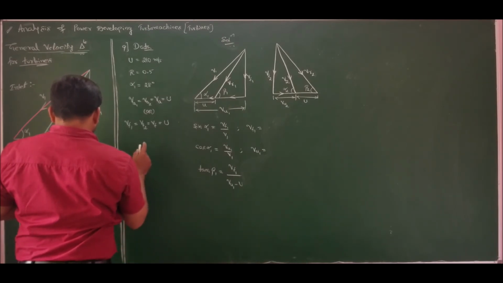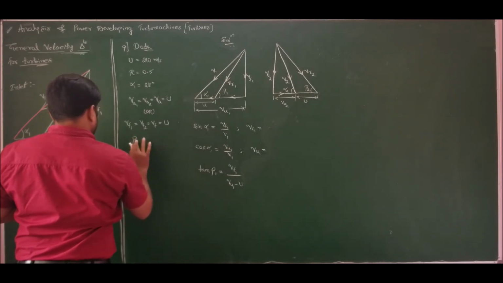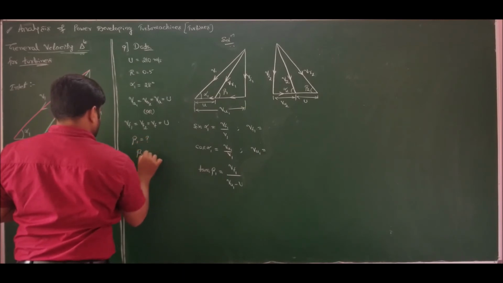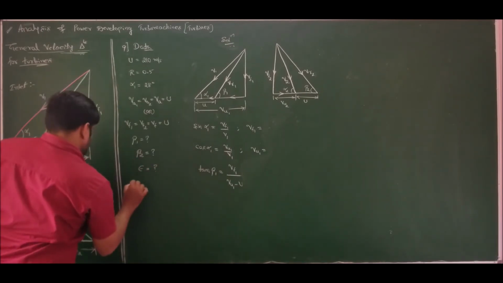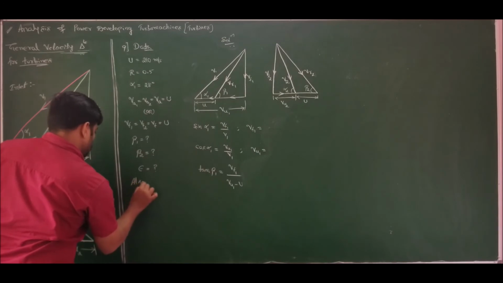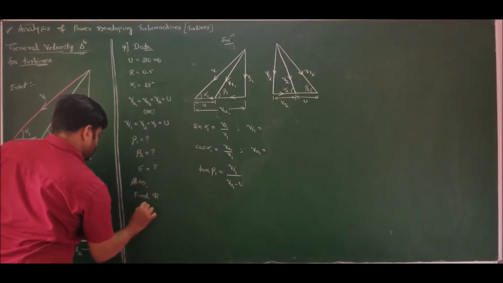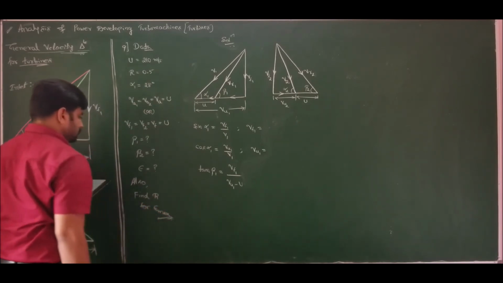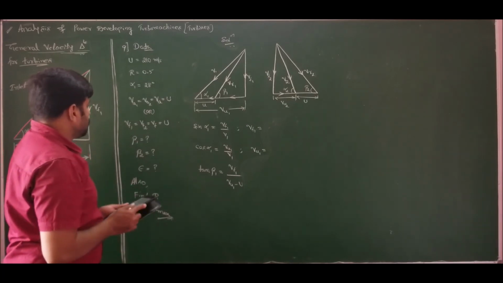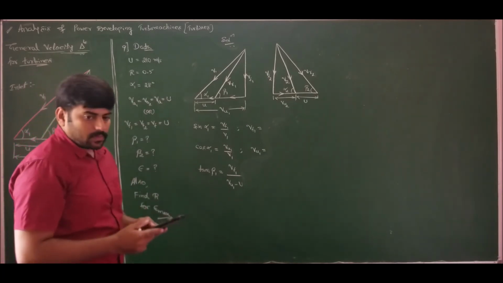Determine rotor blade angles and utilization factor. He is asking us to calculate the value of beta 1 and beta 2, and also find out utilization factor epsilon. Also, find R for epsilon max. So this is the question given. Let us solve this problem.